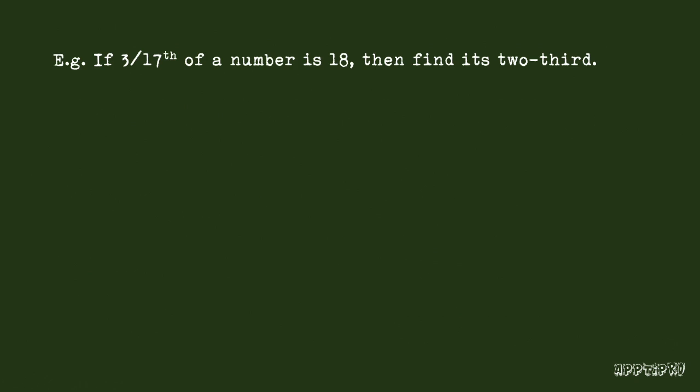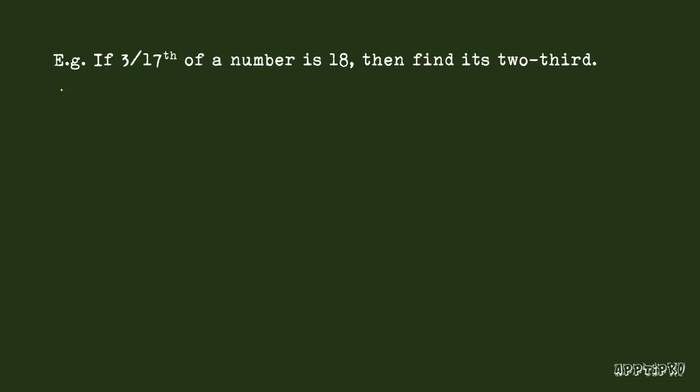If 3 by 17th of a number is 18, then find its 2/3. So this question comes under different fractional parts of same number. So both 3 by 17 and 2/3 have the same number. For 3 by 17 the fractional part is 18. You have to find for 2/3.